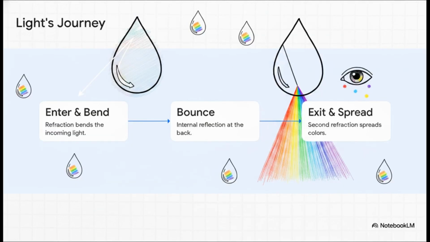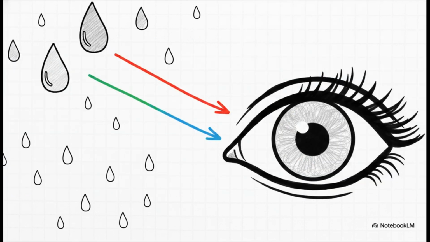So let's summarize this incredible journey through the drop. Step 1. The light enters and bends. That's our refraction. Step 2, the light bounces off the back wall. That's internal reflection. And step 3, as the light exits the front of the raindrop, it bends again. This second refraction makes the colors spread out even more. And because of the very specific angle it leaves at, a single individual raindrop ends up firing only one specific color directly toward your eye. Now think about that for a second.